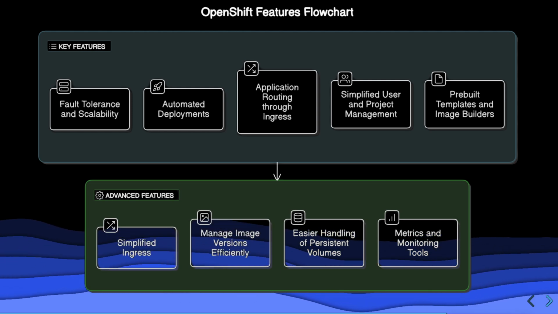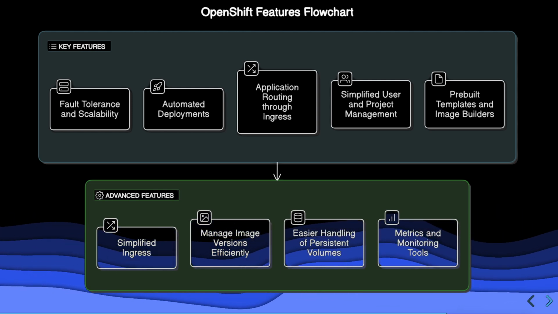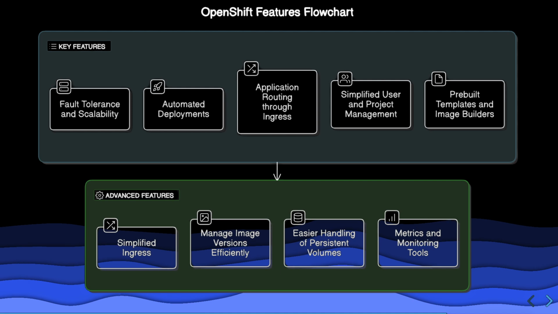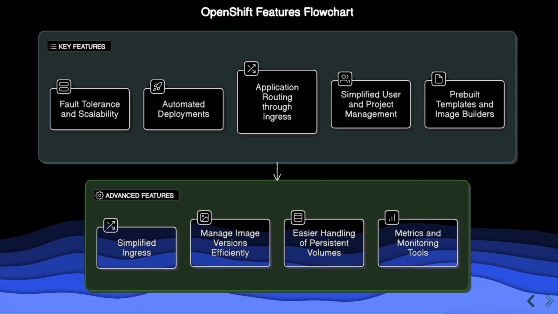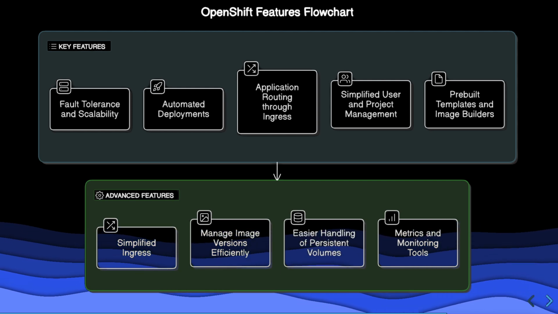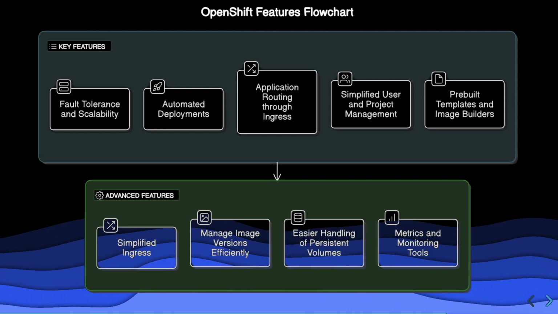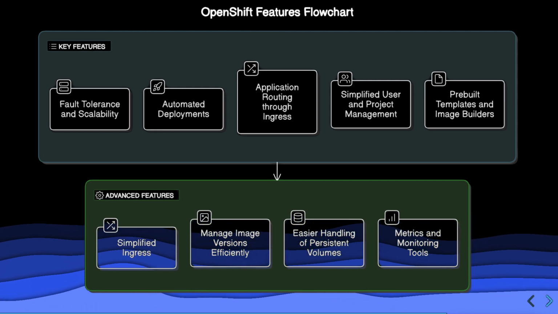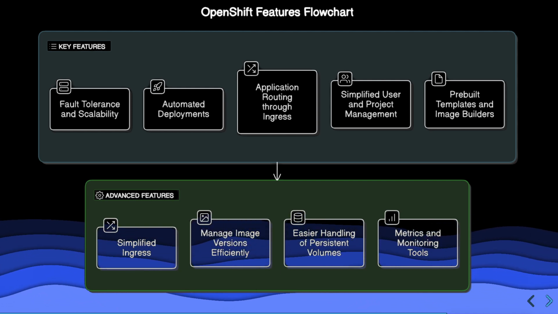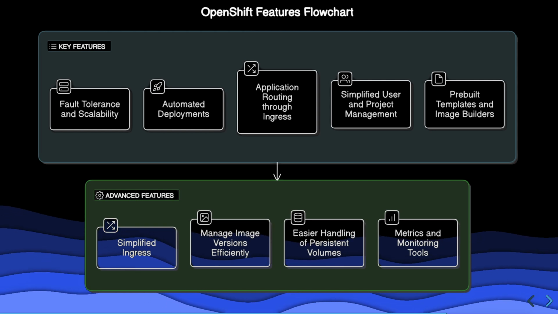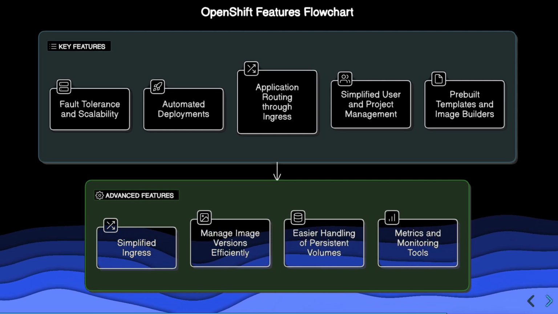That's awesome. It also handles scaling. If you suddenly get a huge spike in traffic, OpenShift can automatically spin up more instances of your application to handle the load. That's so important, especially for e-commerce sites or anything that could potentially go viral. You don't want your app to crash just because you're getting a lot of traffic. Right, exactly. It's all about making sure your application is resilient and can handle whatever you throw at it.